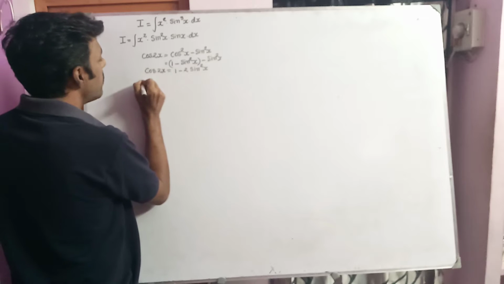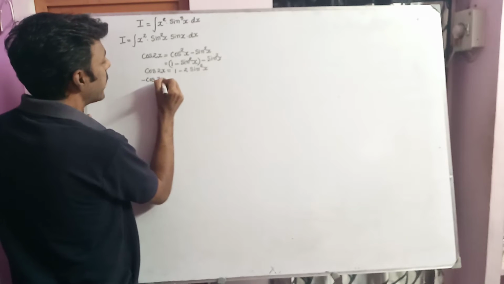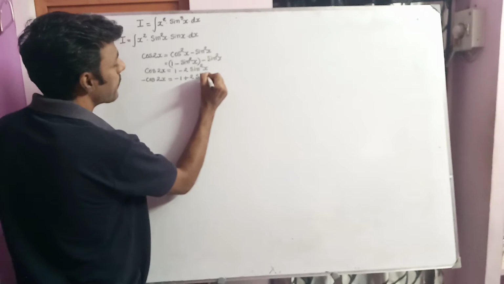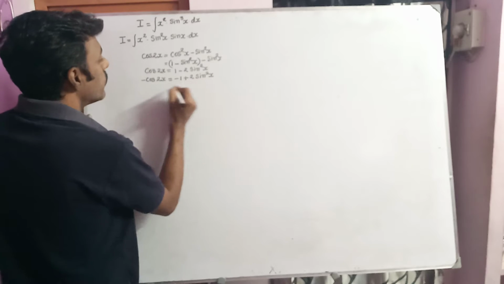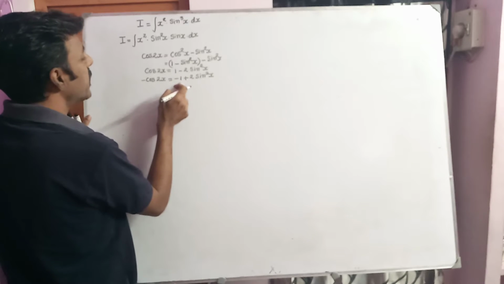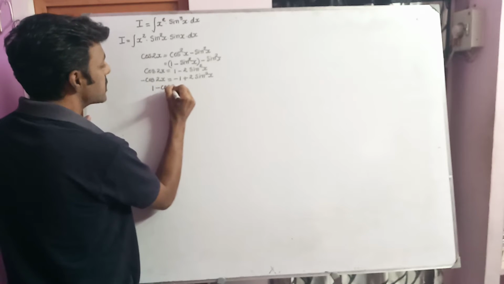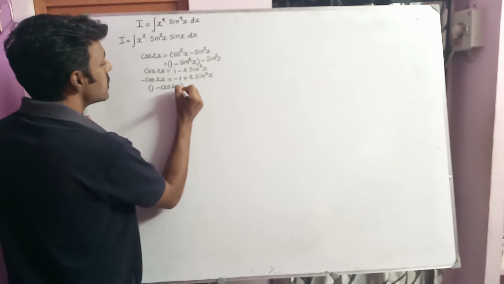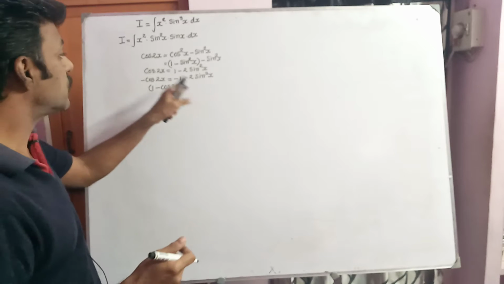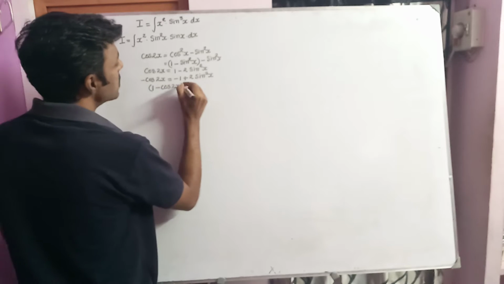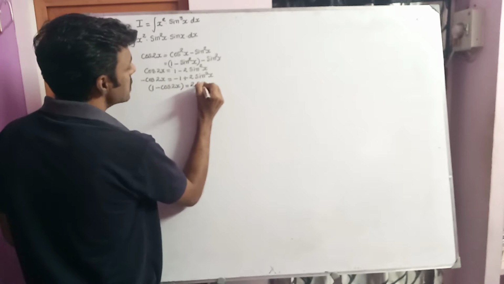So I'm going to change the signs. It will be minus cos 2x equal to minus 1 plus 2 into sine squared x. Therefore, this minus 1, when it comes to the other side, it will become 1 minus cos 2x, which is equal to 2 into sine squared x.